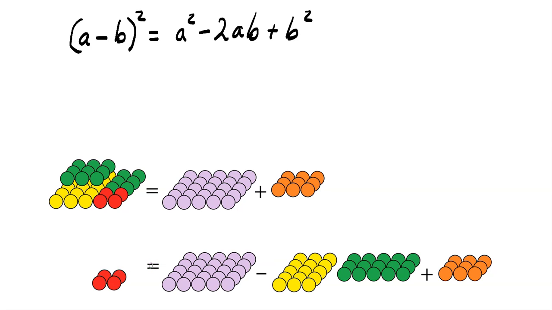And the equality sign must still hold, since we have taken this number of balls, removed them from this side, and also removed them from this side. So the equality sign must still hold. Okay, so what do we have then?